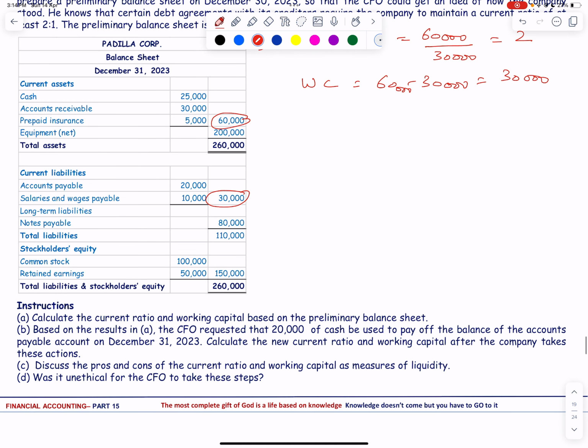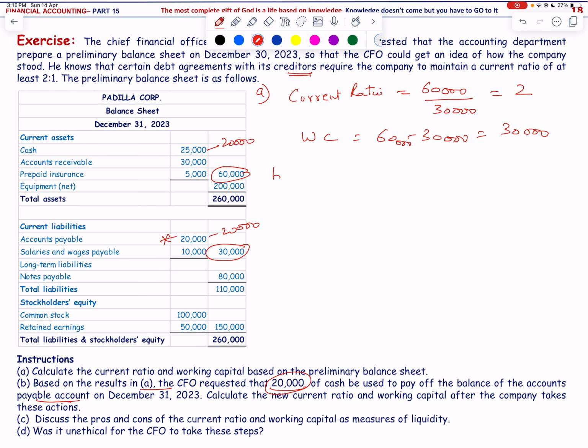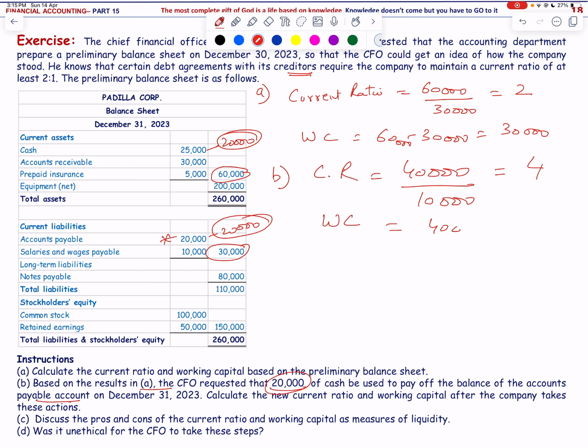Now, based on the results in A, the CFO requests that 20,000 of cash be used to pay off the balance of the accounts payable account. Calculate the new current ratio. So if we are going to pay 20,000, our cash is going to decrease by 20,000 and our liability will also decrease by 20,000. So our new current ratio will be current assets, that is 40,000, divided by current liabilities, that is going to be 10,000. So this is equal to 4, while working capital will be 40,000 minus 10,000, that is equal to 30,000.